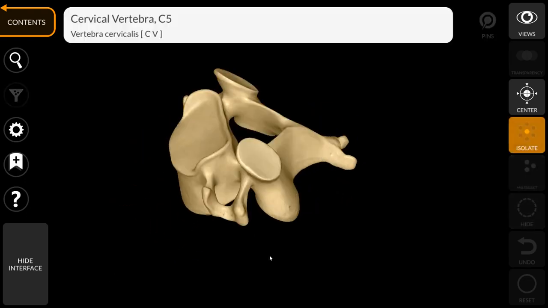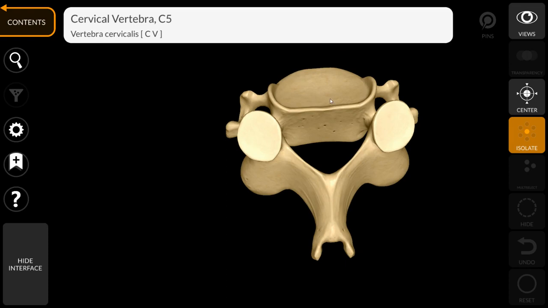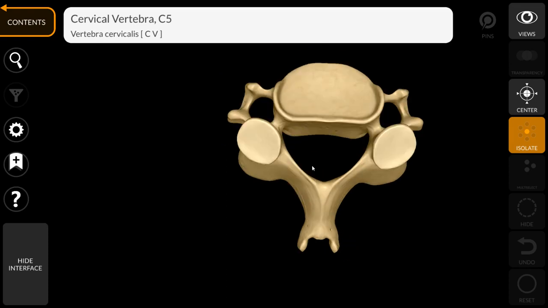All right, okay. Number one, small body. Number two, small vertebral foramina, and the shape will be oval. Number three, in the transverse process we have transverse foramina, which are the place where the vertebral foramen passes through. Number four, we can say it's a bifid spinous process, so the spinous process basically divides into two.